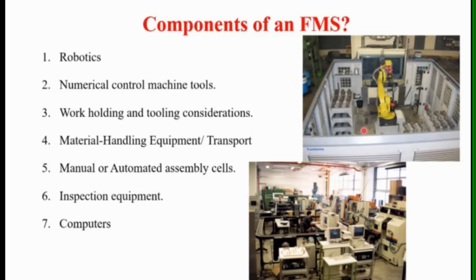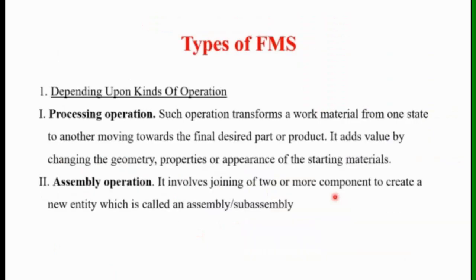Then material handling equipment, transport equipment. Here we can see a conveyor system which is used to transport the material. Also, automated guided vehicles, AGVs, are used to transport the materials. Then manual or automated assembly cells, the inspection equipment and computers are also some of the components of this flexible manufacturing system.